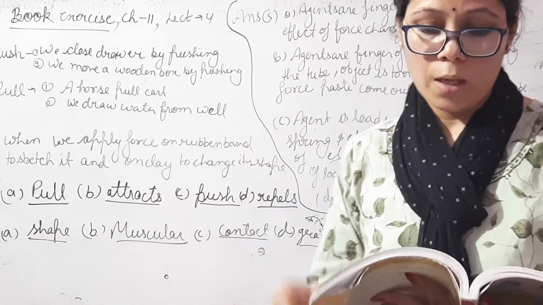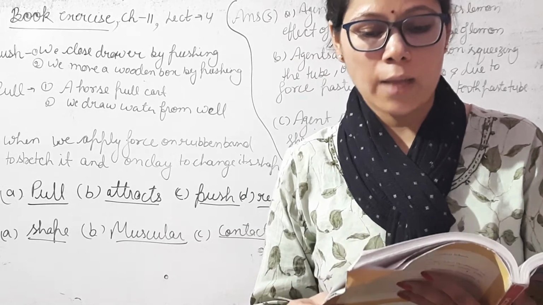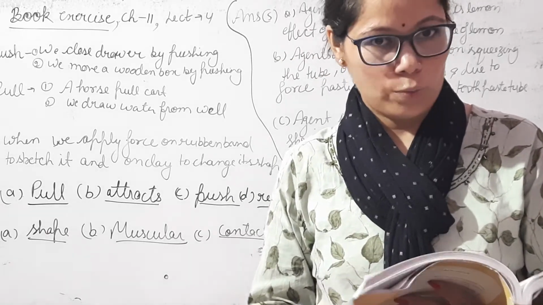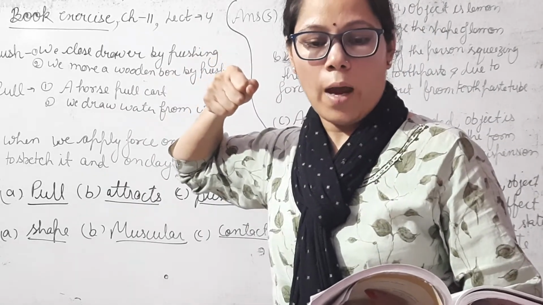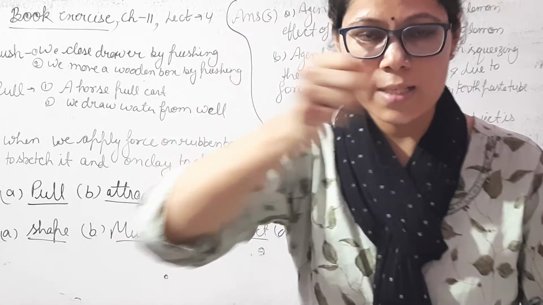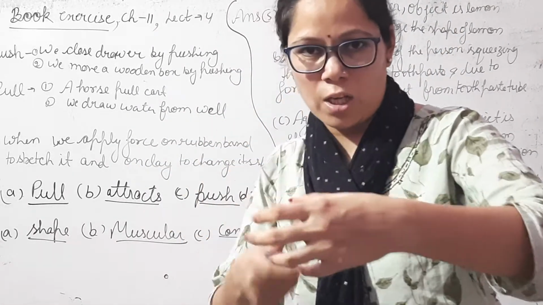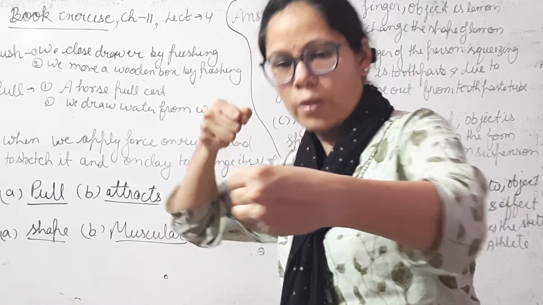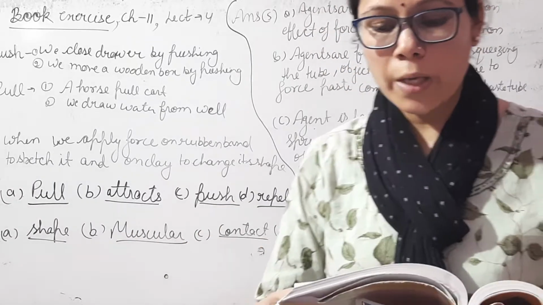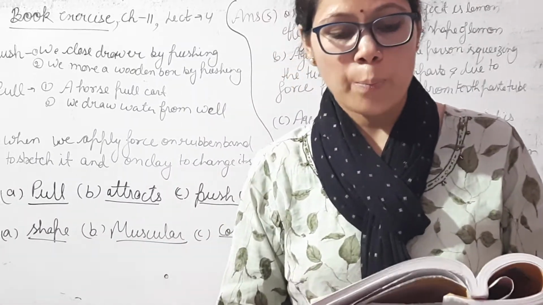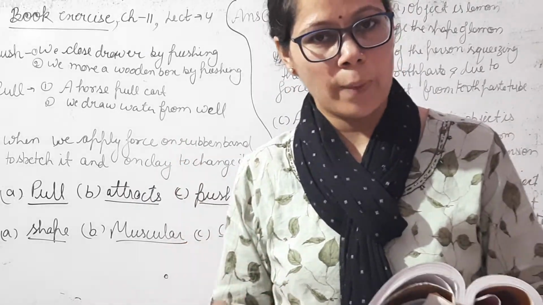Now question 4. An archer stretches her bow while taking aim at the target. She then releases the arrow. Archer means तीर चलाने वाला. जो उसने तीर खींचा, फिर उसने तीर छोड़ दिया, which begins to move towards the target. Based on this information, fill up the gaps. इस information के basis पे हमको fill in the blanks करना है.